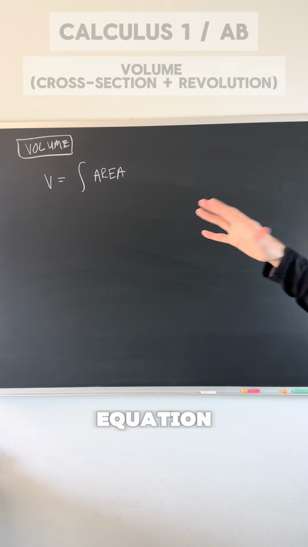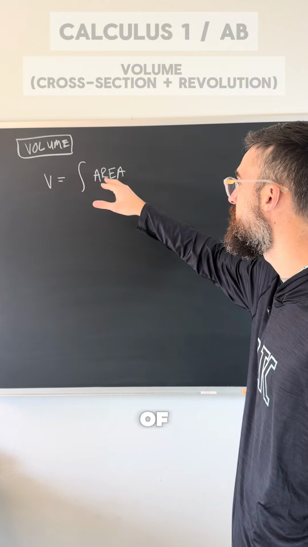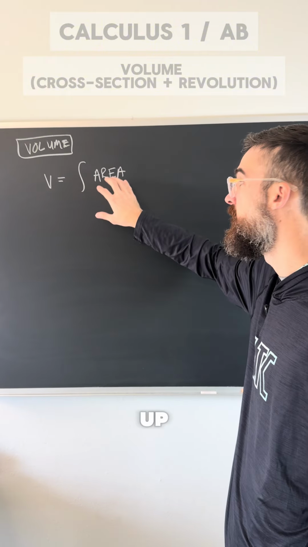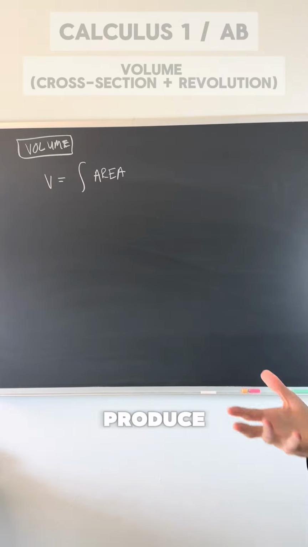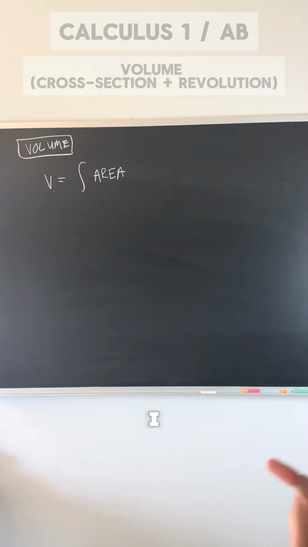Putting this into an equation, we see that the volume would be the integral of area. So we're going to accumulate or add up all of the individual pieces of area across some region, and that should produce the overall volume of the shape I want.